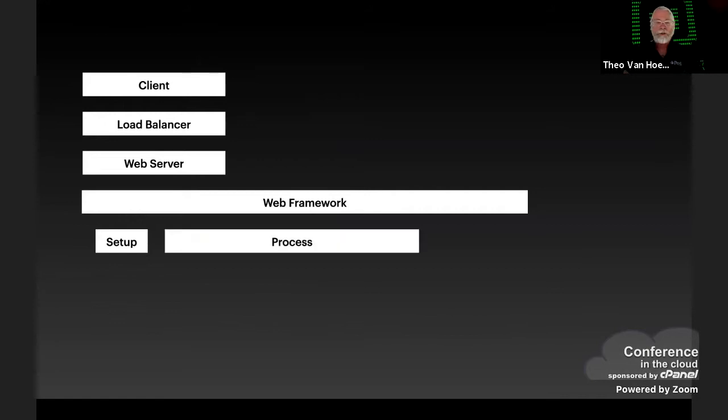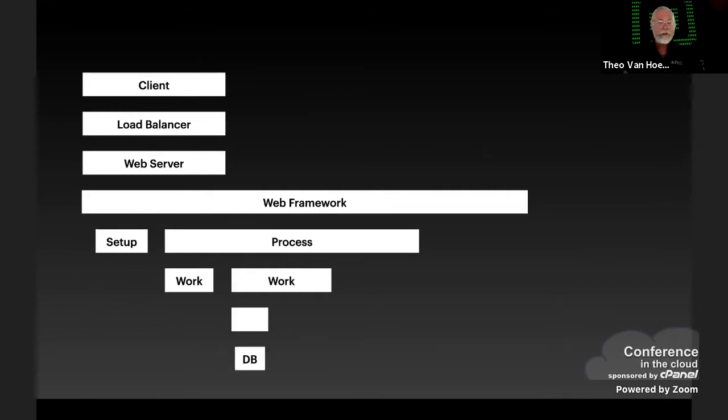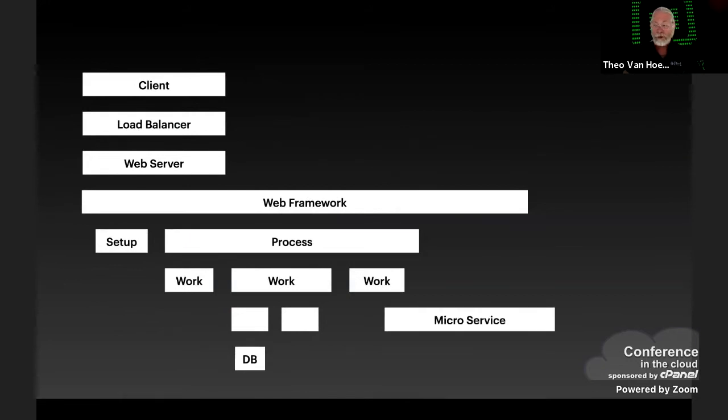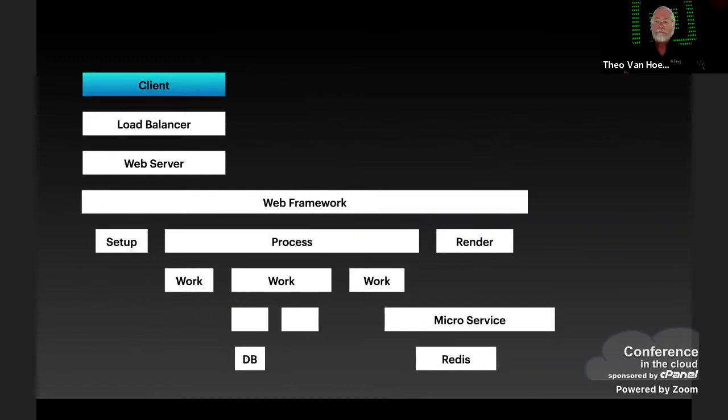After the setup phase, you start doing some processing of your work. Inside that work process, you may have some other tasks doing some work, more work happening in that process, even some other things there. You may do a database call. A lot of small tasks here, more work in the process. Maybe you call a microservice. Maybe that calls Redis. And then in the end, you do a render. Yeah, that's quite a lot involved. So yeah, that's where OpenTracing starts.